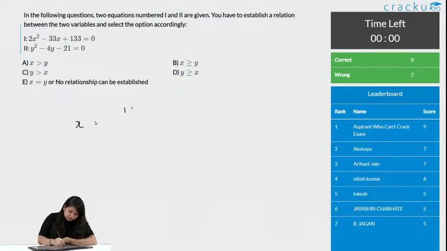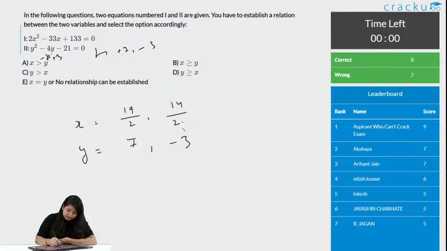X is equal to 19 by 2 and 14 by 2, and y is equal to 7, and this was minus 7 plus 3. So, the answer will be plus 7 minus 3. So, this is minus 3, this is 7, and this is 9.5 and 7 and 7 minus 3.